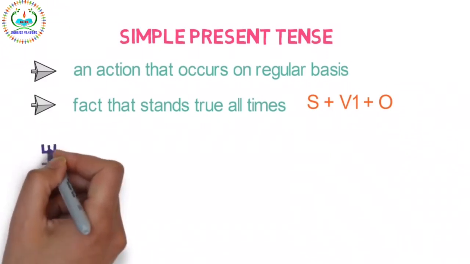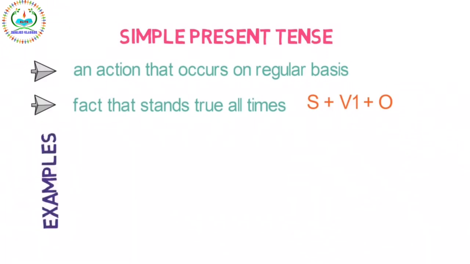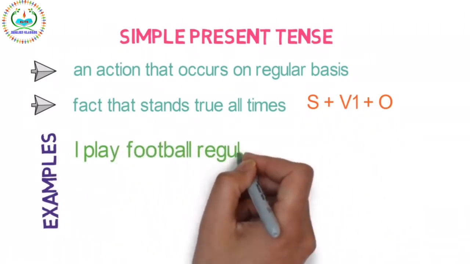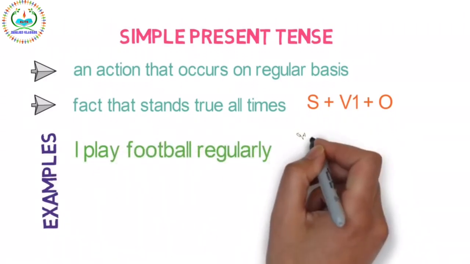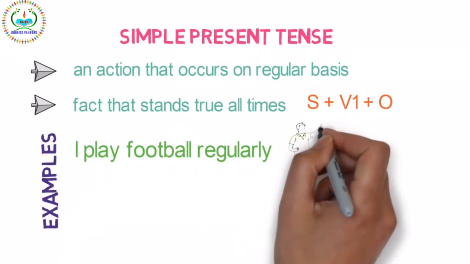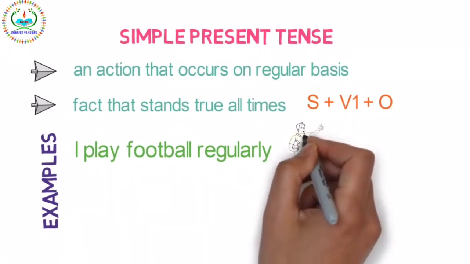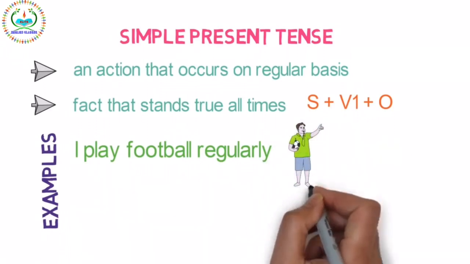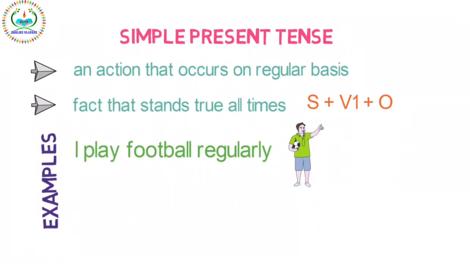Let's see an example of a regular action. I play football regularly. In this sentence, we can see that I am doing an activity of playing on a regular basis from the past till now, and in the future also I will continue.